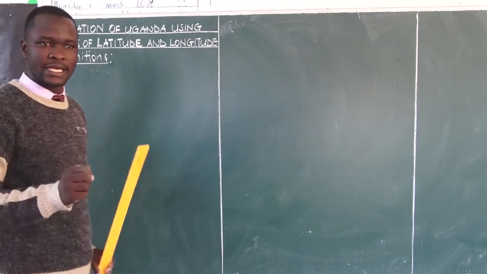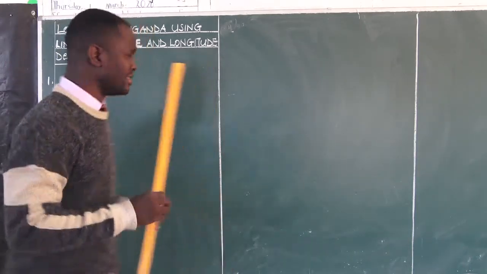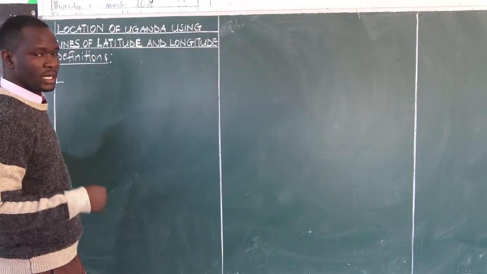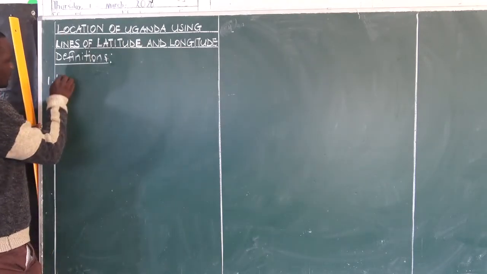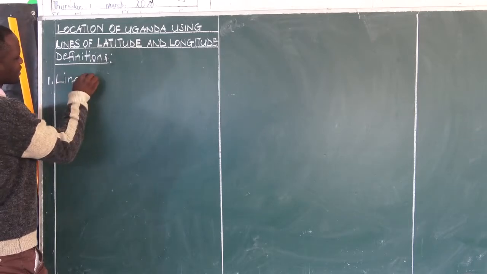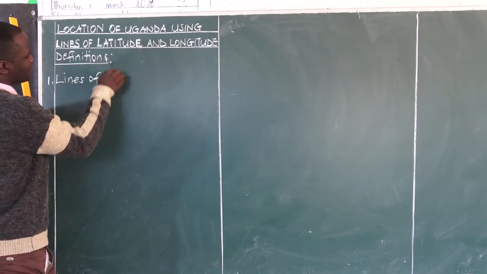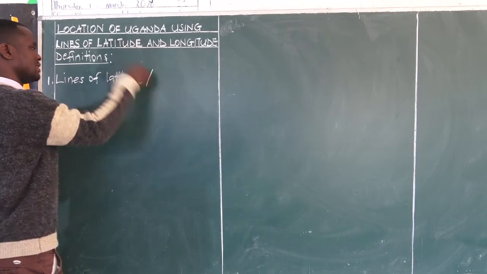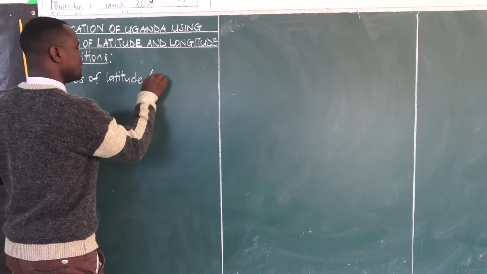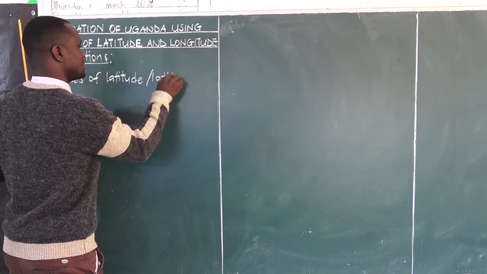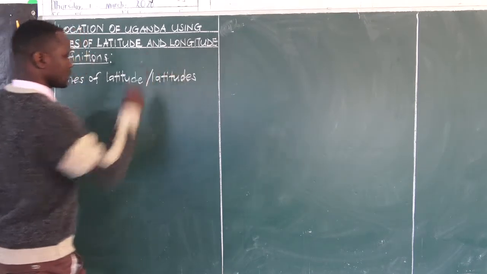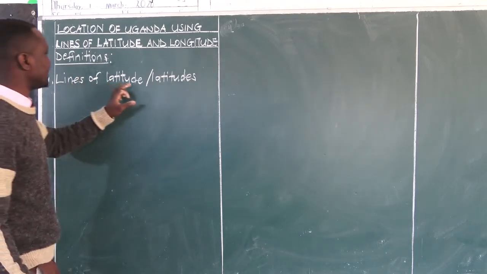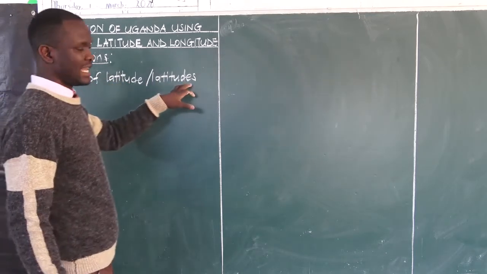I say lines of latitude. These lines of latitude, we simply call them also latitudes. I have said we can also call them latitudes. So we need to first understand that. So what are lines of latitude, or what are latitudes?